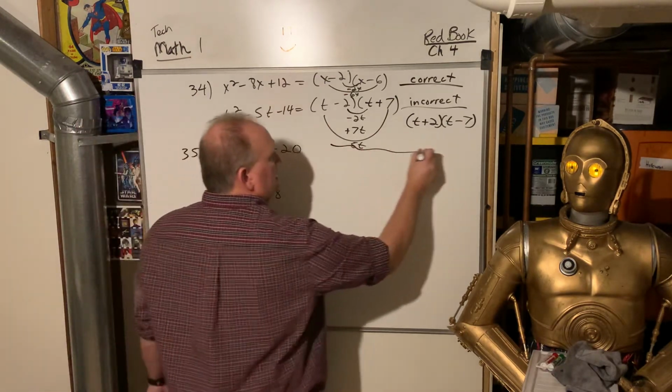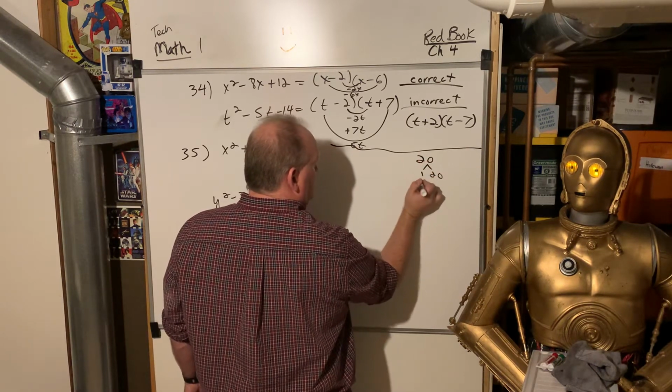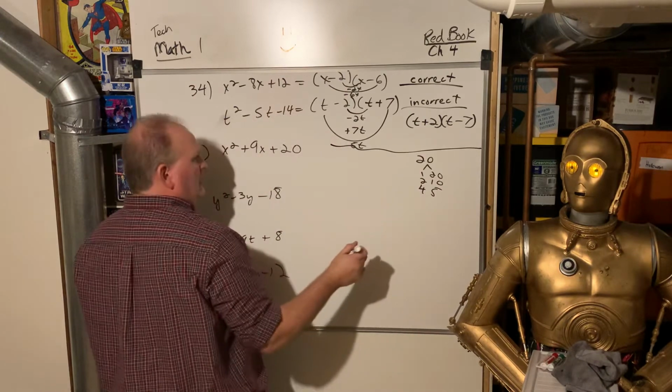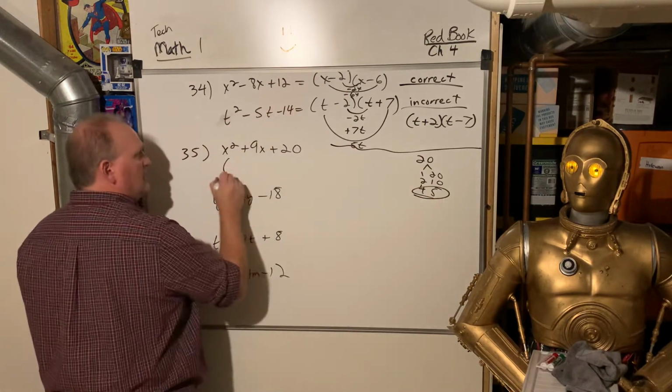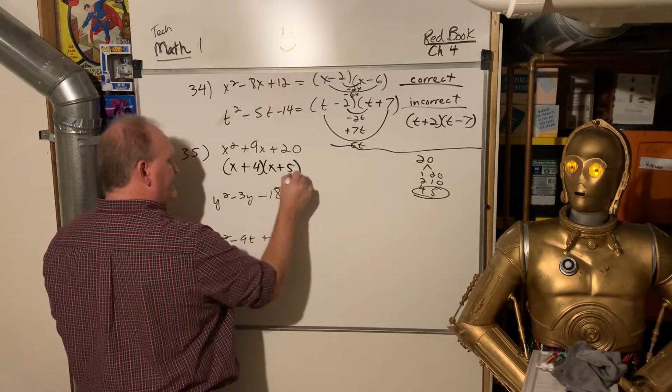So think of things that multiply to be 20. 20 is 1 and 20, 2 and 10, 4 and 5. It's 4 and 5. That adds up to 9. So x plus 4, x plus 5.